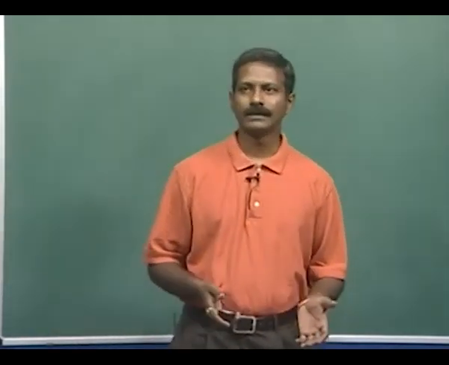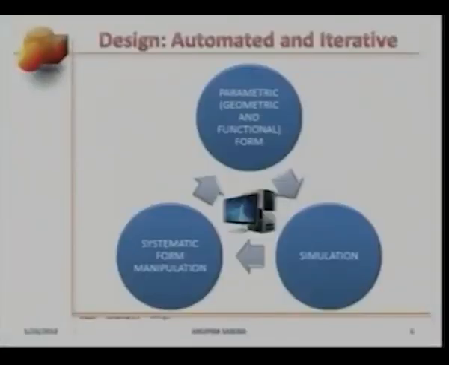We also had discussed the design process. The design process involved iterations between parametric or geometric modeling, analysis of the model or of the form, and modification of the form to improve the design. And to automate this iterative procedure, we needed a computer, and therefore this was computer-aided engineering design.